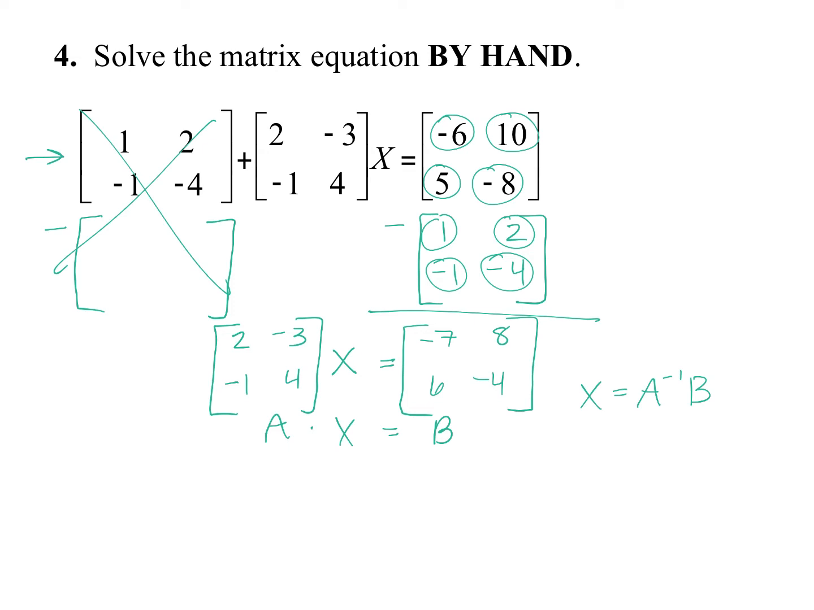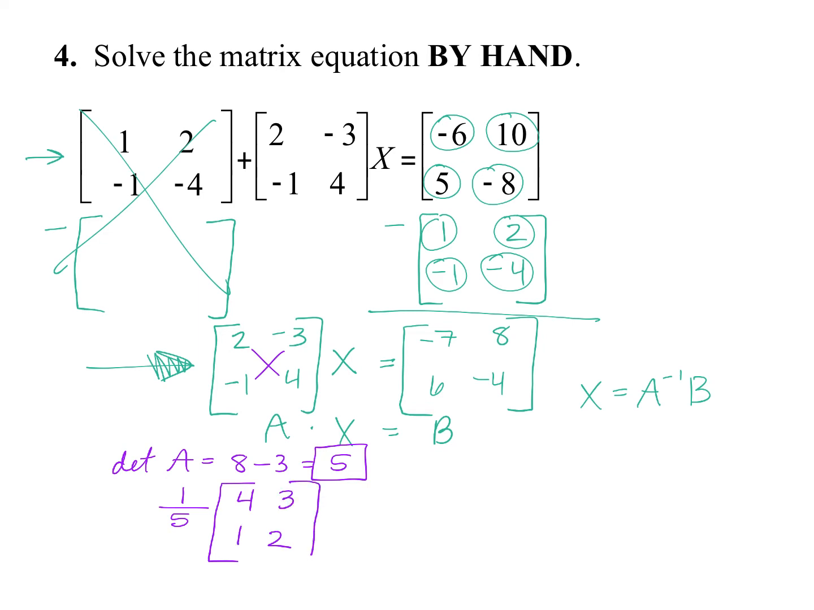So now, this problem's a little lengthy, right? Now we have to find the inverse of that A matrix, this matrix right here. Okay, so finding the inverse of that, we start with the determinant. So the determinant of that matrix is going to be 8 minus 3. So that's going to be 5. Okay, now we do 1 over the determinant times, and here's where we do our little swaparoo. So 4 here, 2 down here, a +3 and a +1.